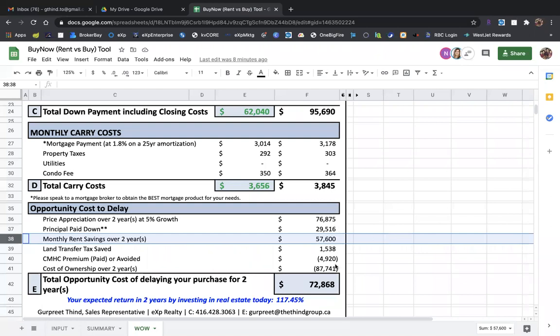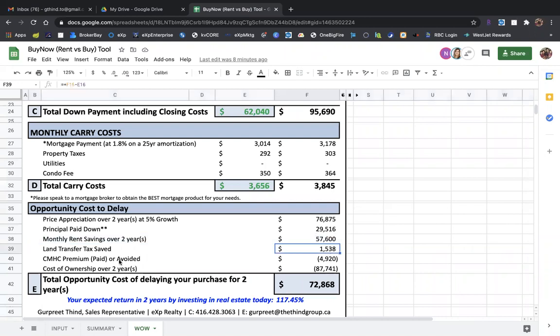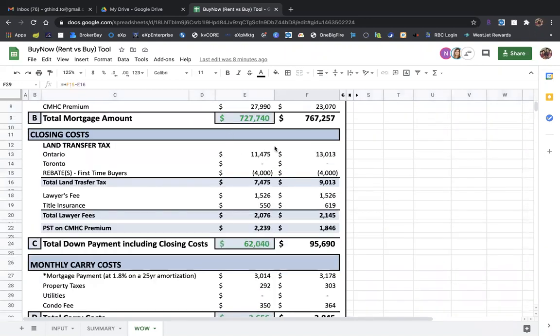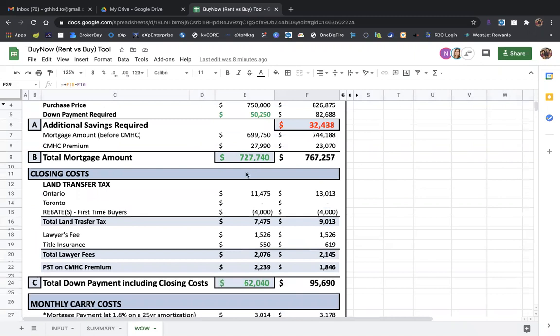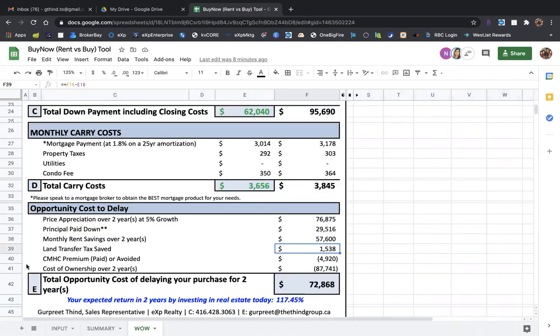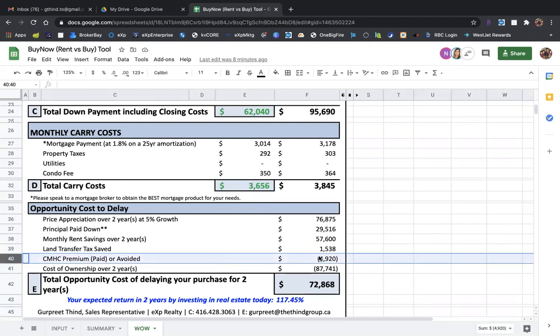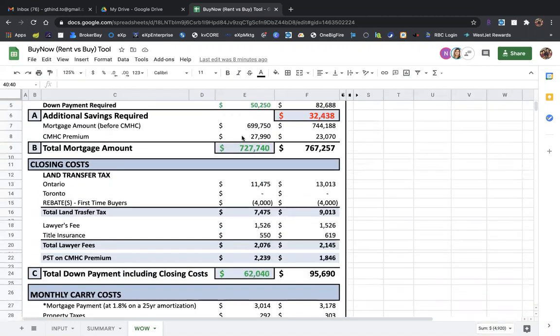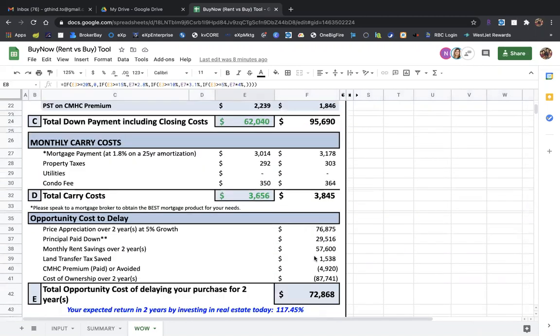Okay, so far so good. You're going to pay a little bit less on land transfer because you're buying at a lower price today than you are in the future. Now, you are going to pay a little bit more on your insurance premium because we're putting down a little bit less than we would be 2 years from now. I'm being totally transparent here.